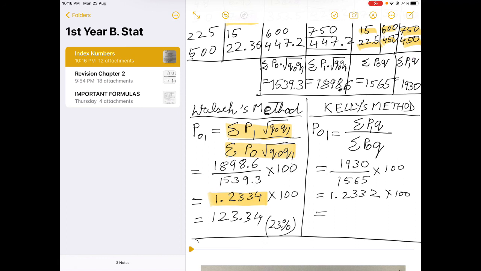So here, as a result, when I substitute the values, I get 1930 divided by 1565 into 100. This gives me 1.2332 into 100, which is 123.32, which tells me there is an inflation of 23.32%. So like this, you will use these methods to calculate the index numbers for the further problems which are given as assignment.